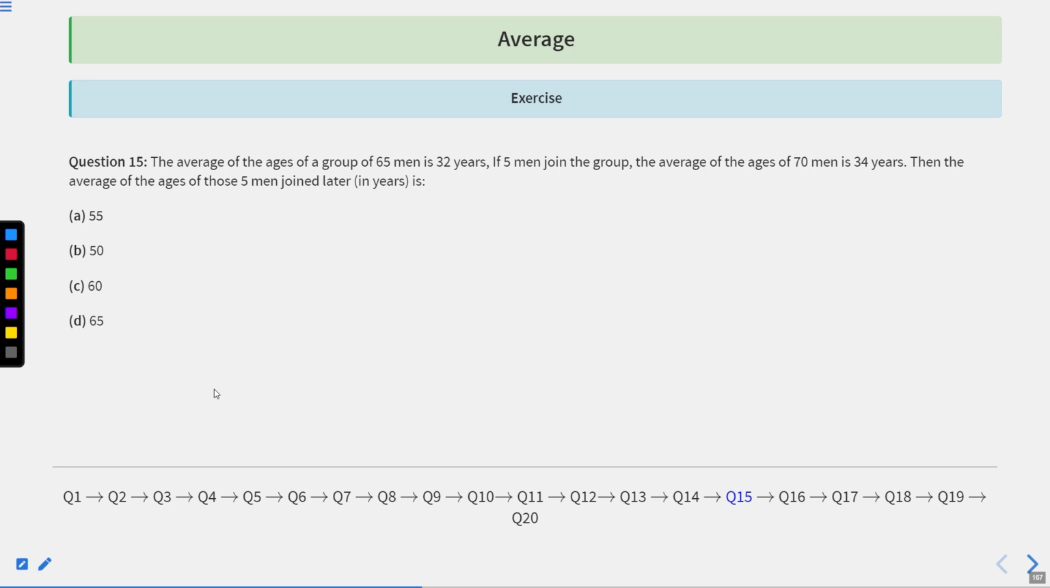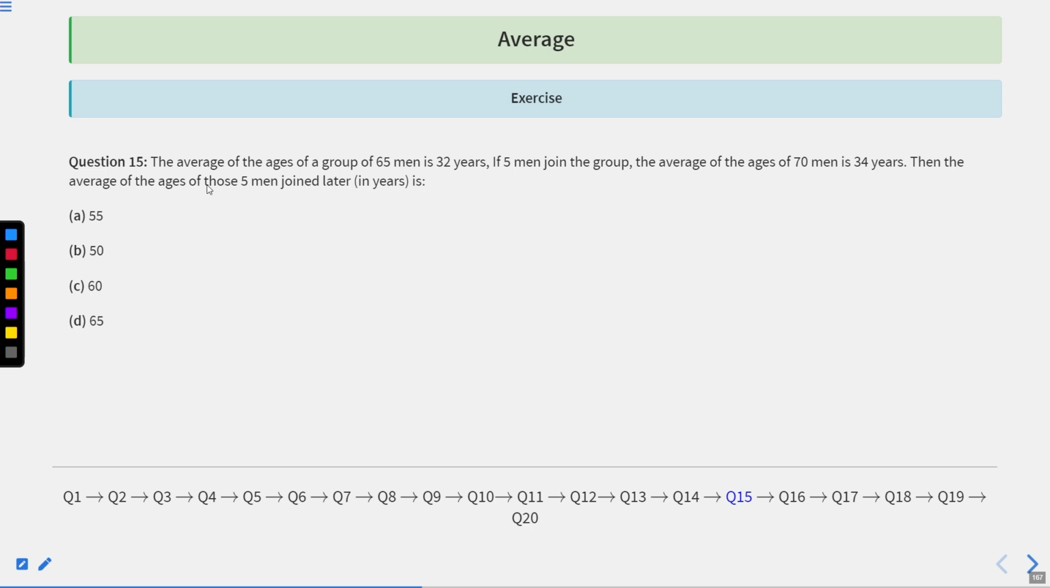Moving on to problem number 15. The average age of a group of 65 men is 32 years. If 5 men join the group, the average age of the 70 men is 34 years. Then the average age of those 5 men who joined later, in years, is.